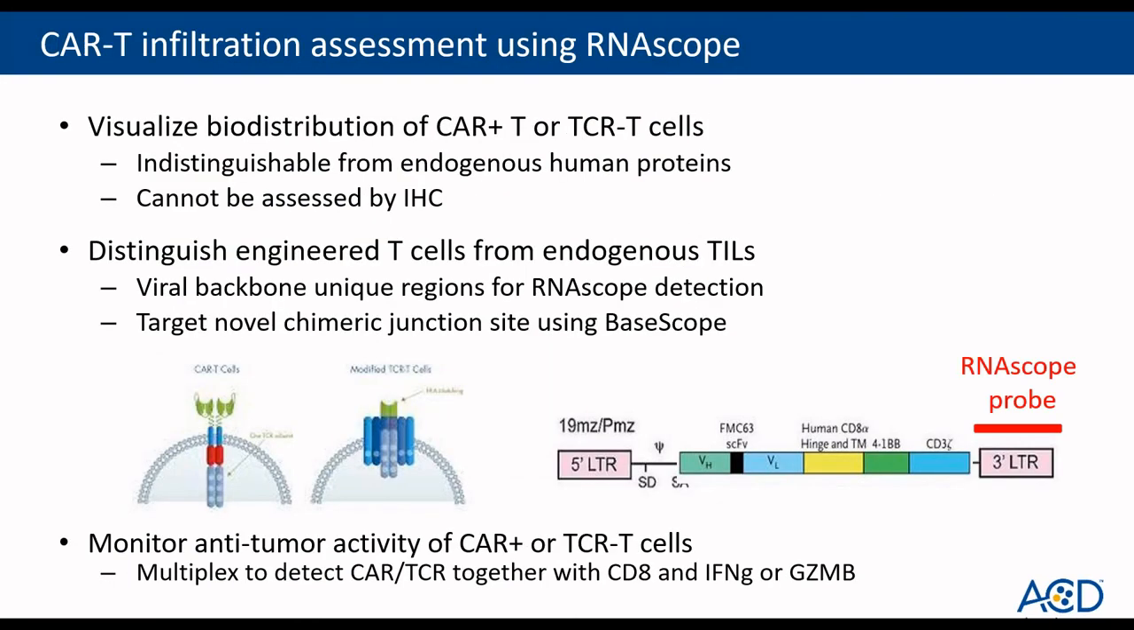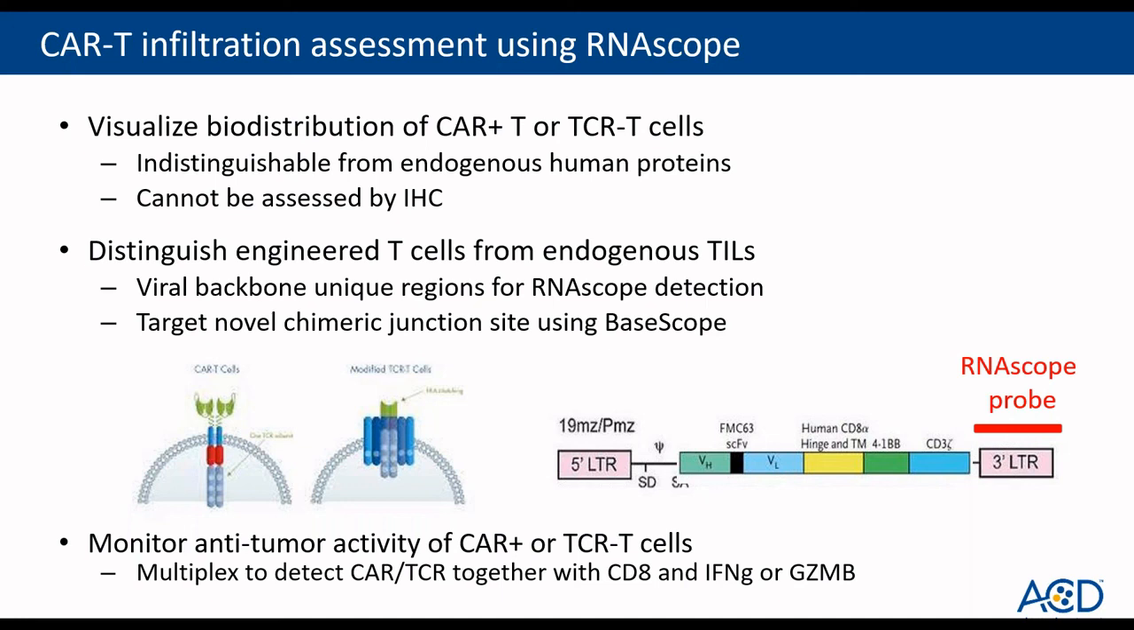Now switching gear a little bit. So RNAscope is equally relevant in CAR T therapy. And we know that CAR T therapy has revolutionized the immunotherapy world. So the therapeutic CAR T cells are generally administered systemically and must traffic to metastatic disease site and function within the tumor microenvironment. Since both are comprised of portions of various human proteins, it is almost impossible to distinguish engineered T cells from endogenous TILs using antibodies.